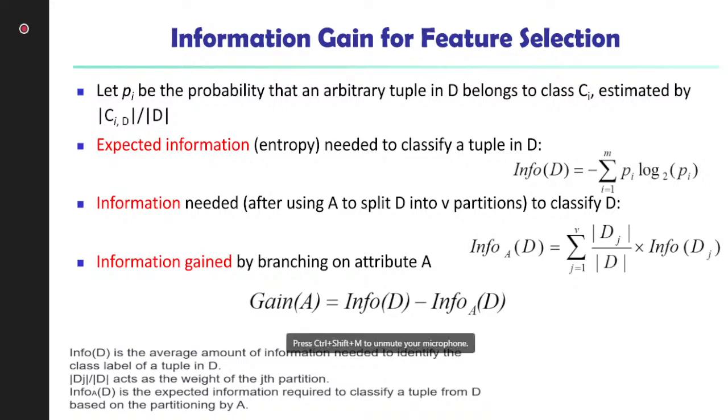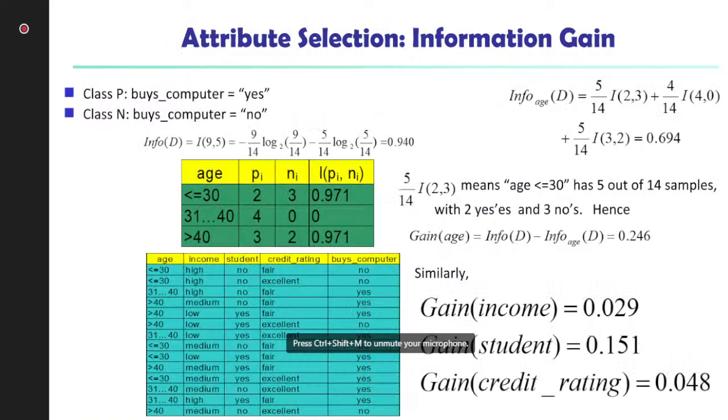These things would be clear there. So let's say we have data where there is a feature age, a feature income, a feature student, and a feature credit rating, and the output which we are deciding is whether that person can buy a computer or not, right?